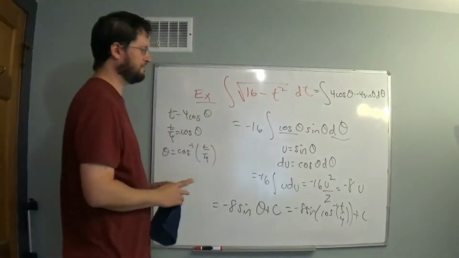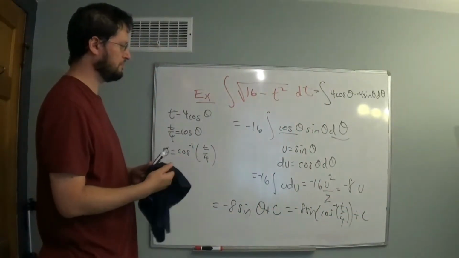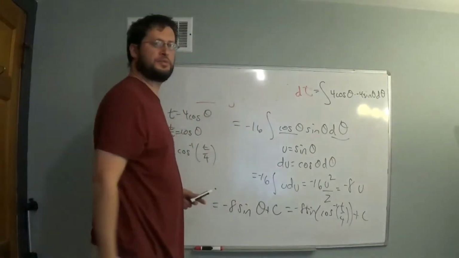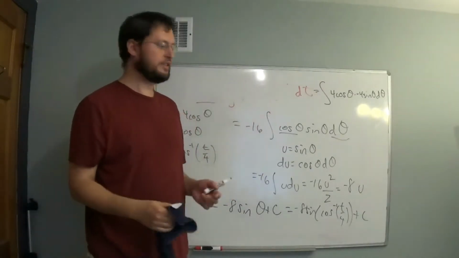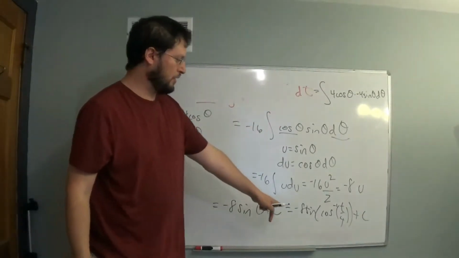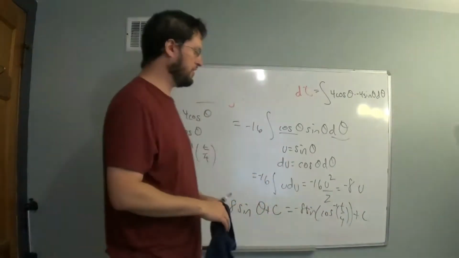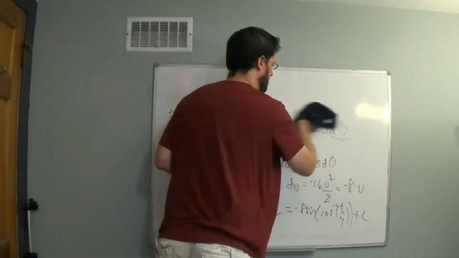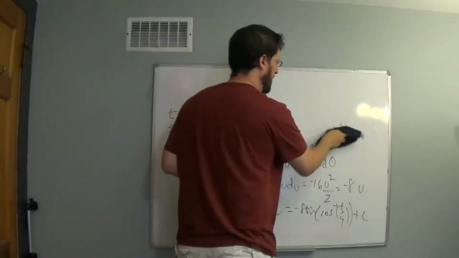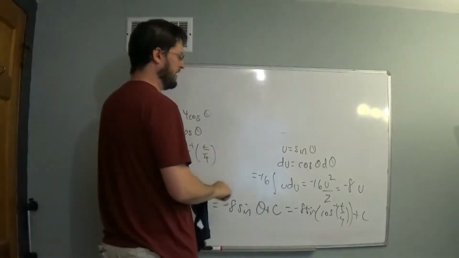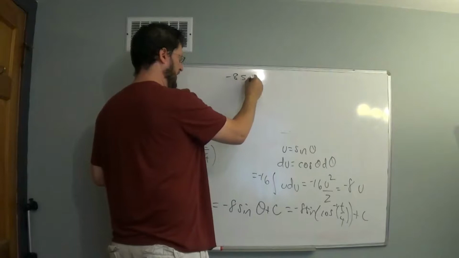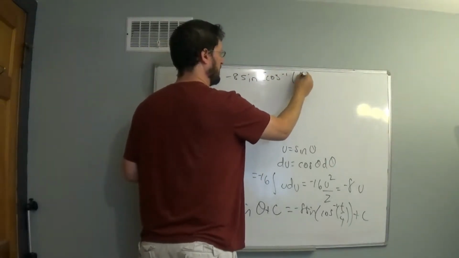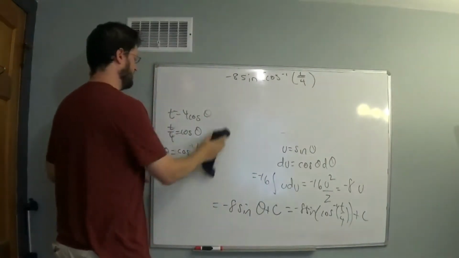Plus c. And then we're still not quite done, because we need to do something similar to what we just did a second ago in the previous example. That sine of cosine inverse looks messy, so we're going to apply some clever trigonometry to convert it back into something which looks a lot nicer. So we've got negative 8 sine cosine inverse t over 4. That's what we've got.